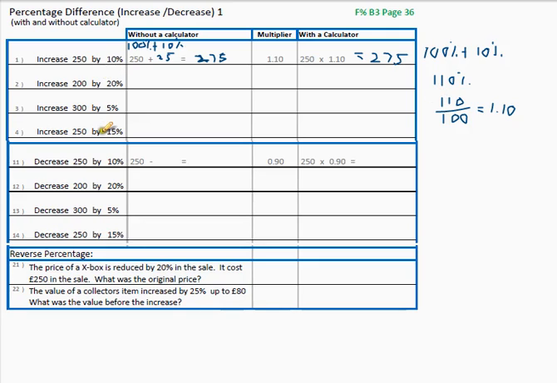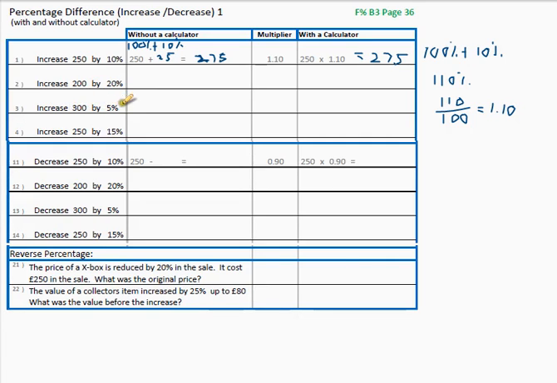Now you try to do the rest of the increases up to number 4. Not the decreases yet, it's different. Pause the video to do that. Okay, did you manage to get the right answers there? You won't know because you don't have them yet. It's on the next sheet, so I'm not going to show it to you yet.